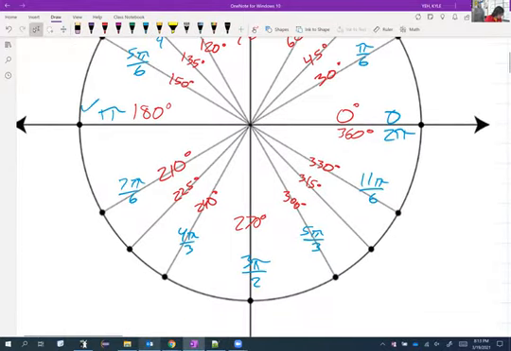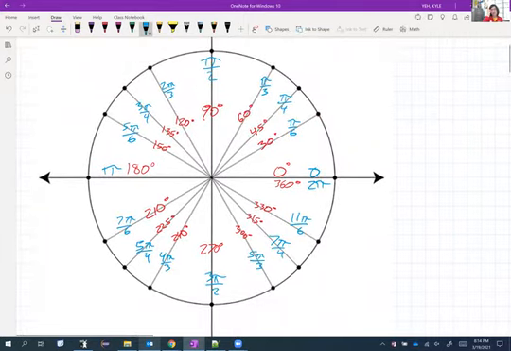4 pi over 4, yep, that works out. 5 pi over 4, 6 pi over 4 simplifies, 7 pi over 4, and then 8 pi over 4 is my 2 pi. So with those kind of logical steps, and I'm hoping they made sense to you, we've got all the degrees, we've got all the radians.